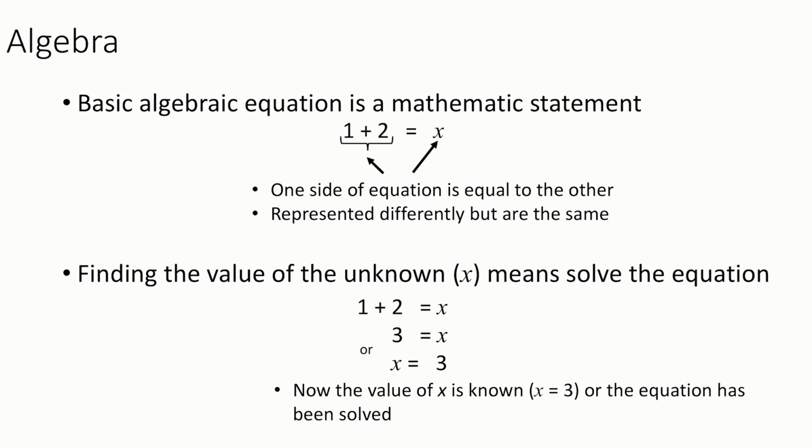So in this particular case, we had 1 plus 2 is equal to x. We do the arithmetic on the left, 1 plus 2 is 3, and then x is equal to 3. So that has been solved.